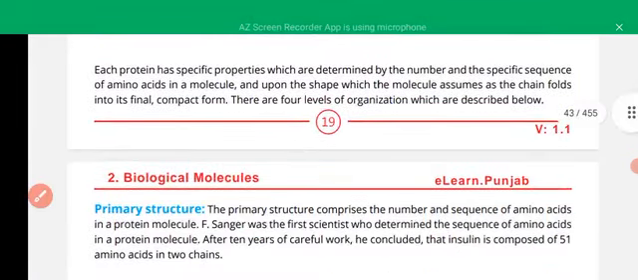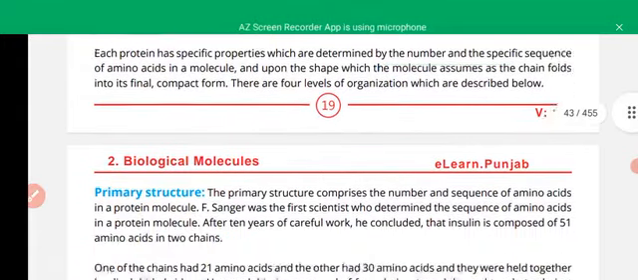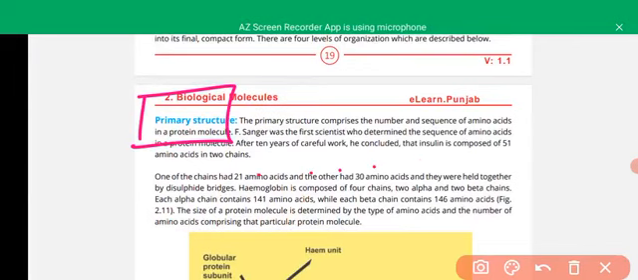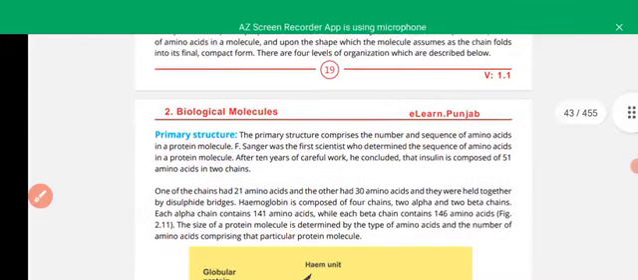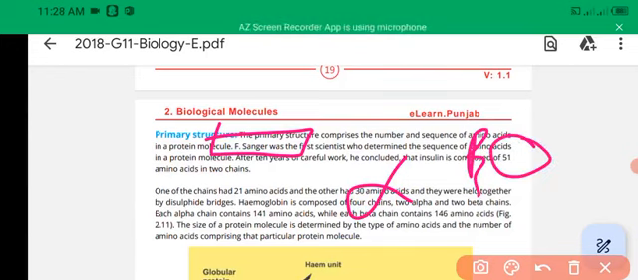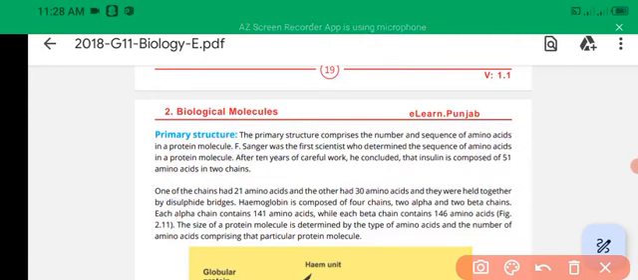Then we will discuss the structure of proteins. There are various types of protein structure, like the primary structure. Primary structure is the sequence of amino acids in a chain. The number and sequence of amino acids is most important for the primary structure. It was first discovered by F. Sanger, who discovered the structure of the insulin molecule, composed of two chains, alpha and beta chains. The total amino acids were 51. The alpha chain contains 21 amino acids, and the beta chain contains 30 amino acids.